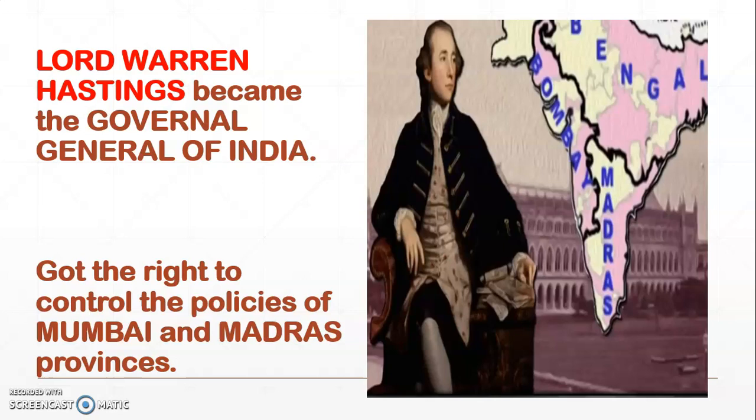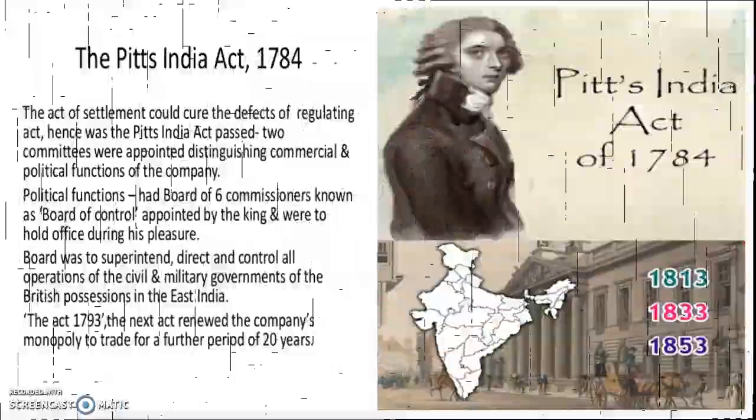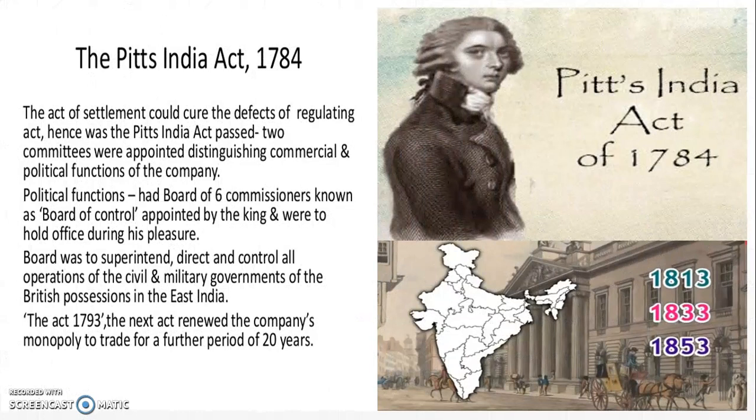Now, after Lord Warren Hastings became the first Governor General of India, he also came up with new laws and new policies. After that, another law was introduced. Now, what was that law? This law came to be known as Pitt's India Act, that is the law of 1784.